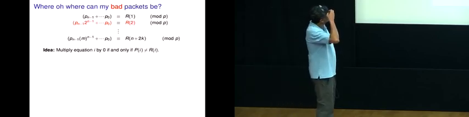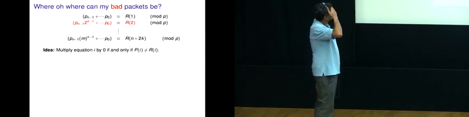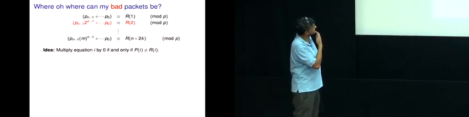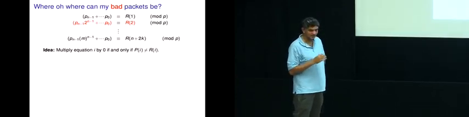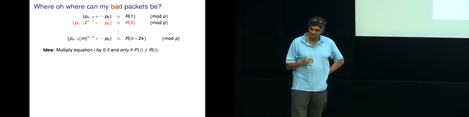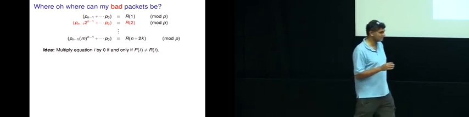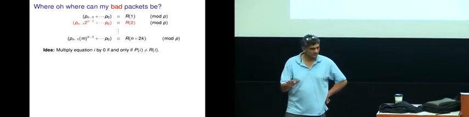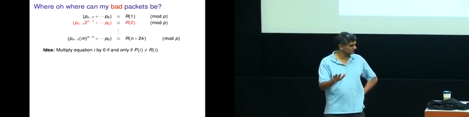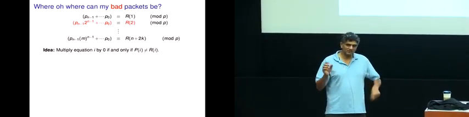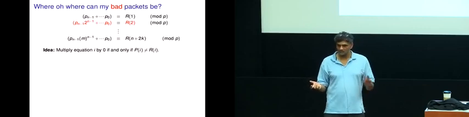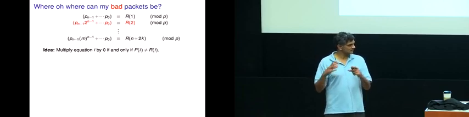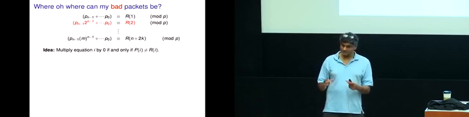Here's the trick. We're going to multiply the equation I by 0 if and only if P of I is not equal to R of I. In the very first lecture, I said multiplying an equation by 0, if you say 3 equals 4, is that a correct equation? No. But what if I multiply both sides by 0? I get 0 times 3, which is 0, and 0 times 4, which is 0, and I get 0 equals 0. Now is it a correct equation?